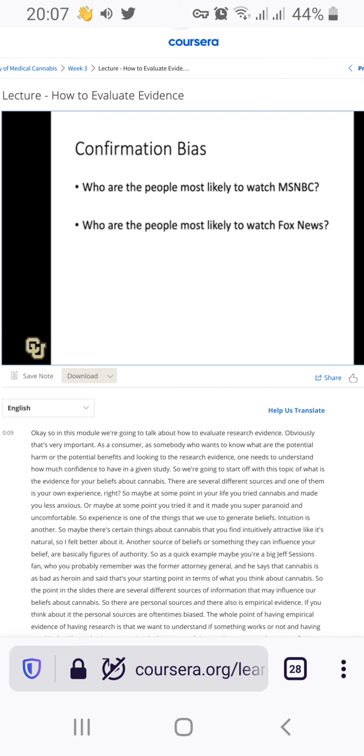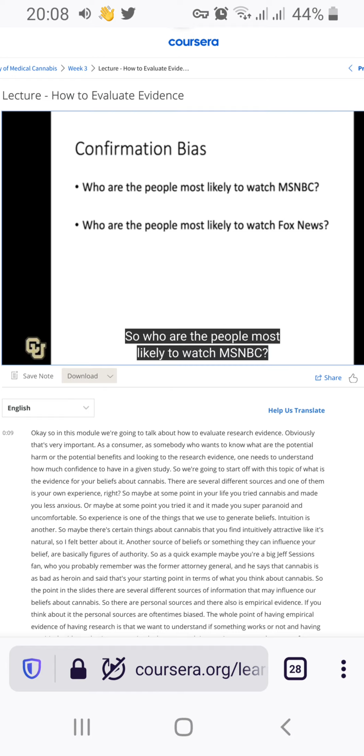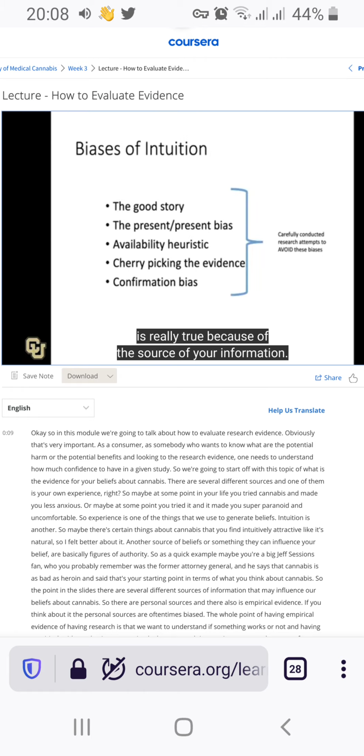Okay, so let's talk more about confirmation bias. So who are the people most likely to watch MSNBC versus who are the people most likely to watch Fox News? Obviously, people will watch the programming that most closely fits their own bias, and that can lead to confirmation bias. So basically, getting confirmation that what you think is true is really true because of the source of your information.